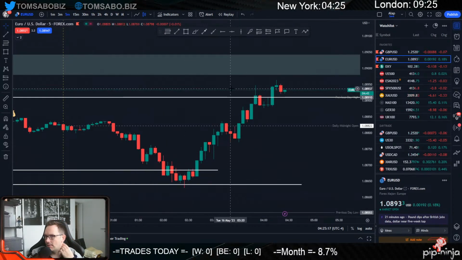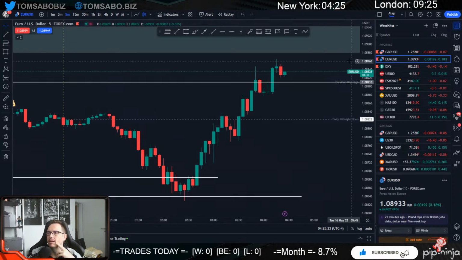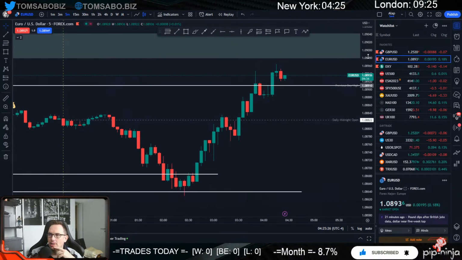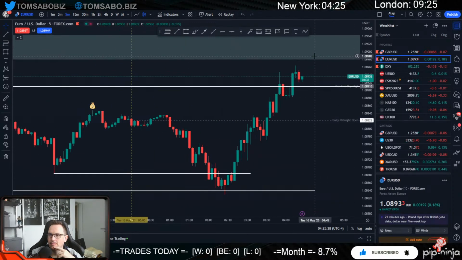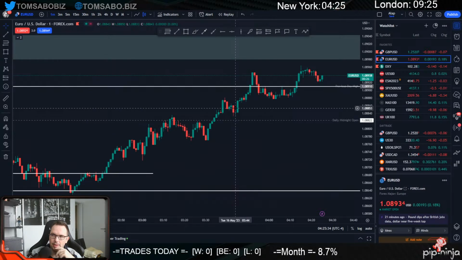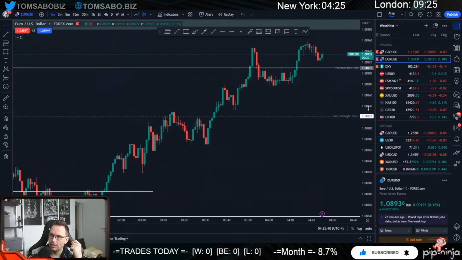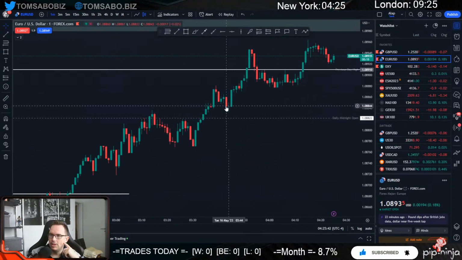We still have half an hour from the London kill zone. I don't think we're going to have more trades. This silver bullet, I missed it so much. This would have been a great trade. We were near the mid-level.